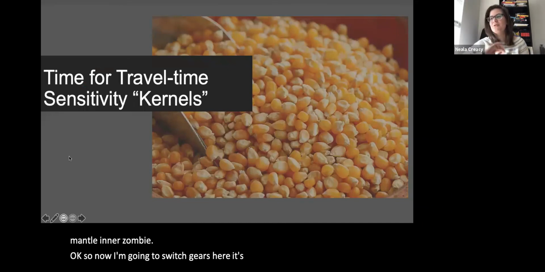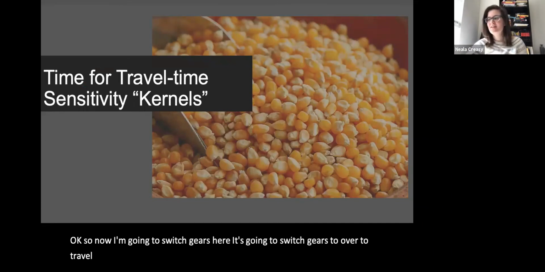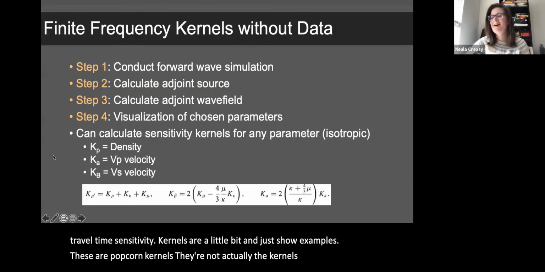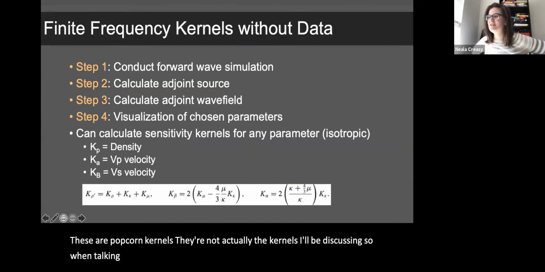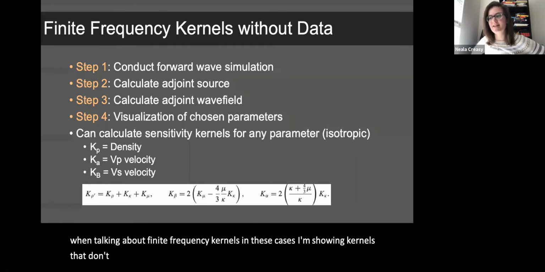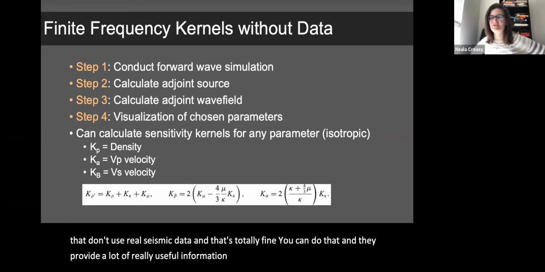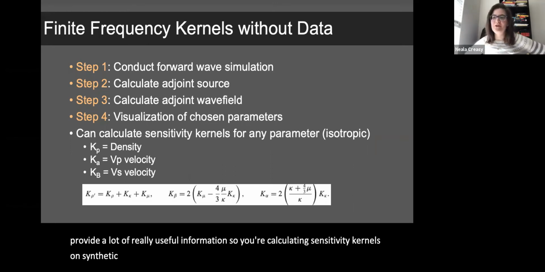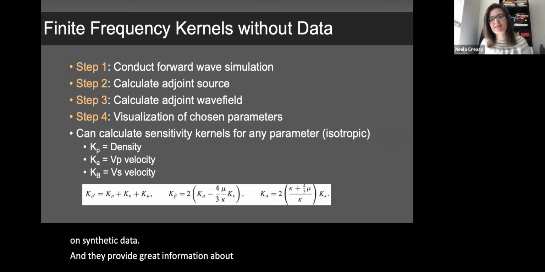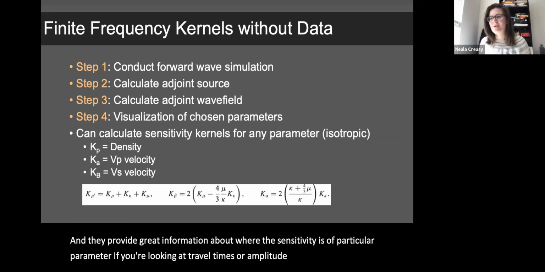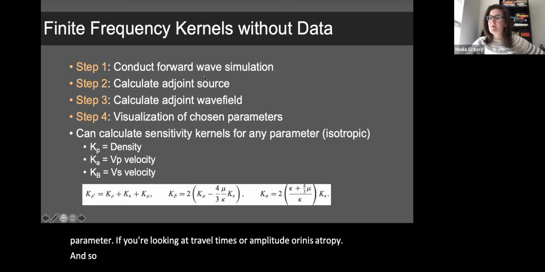Okay, so now I'm going to switch gears over to travel time sensitivity kernels and just show examples. These are popcorn kernels. They're not actual kernels I'll be discussing. When talking about finite frequency kernels, in these cases, I'm showing kernels that don't use real seismic data, and that's totally fine. You can do that, and they provide a lot of really useful information. You're calculating the sensitivity kernels on synthetic data, and they provide great information about where the sensitivity is of a particular parameter if you're looking at travel times or amplitude or anisotropy.